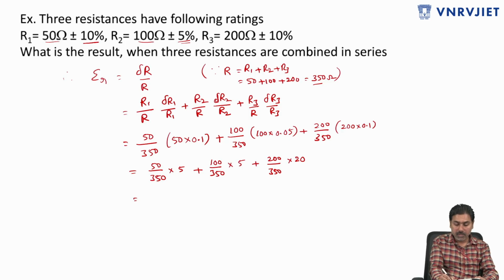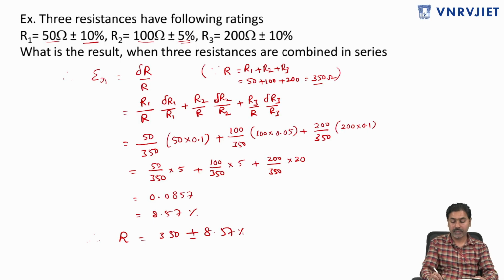After calculating this, we'll get 0.0857, which is nothing but 8.57%. Therefore, the total resistance R is equal to 350 plus or minus 8.57%. This is the total resistance value that we'll get when we measure the equivalent resistance of this series circuit.